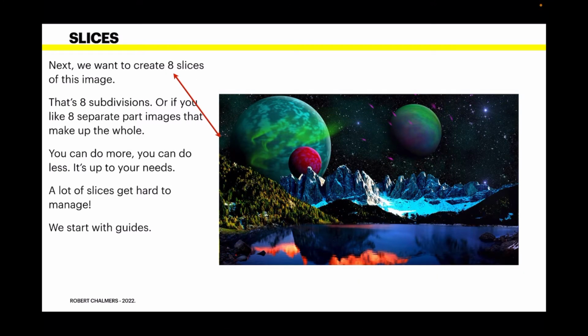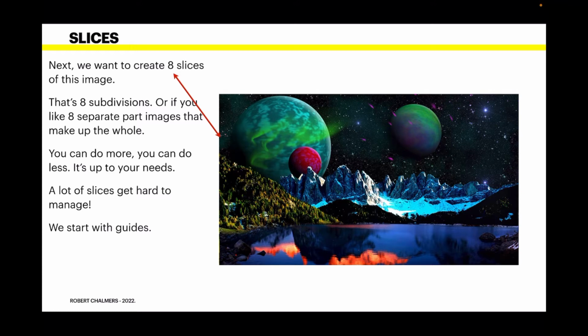Now, we want to create 8 slices of this image. I'm going to make 8 tiles. Think of it as tiles behind a kitchen or something like that. A feature tile set. Now you think, how do I get that onto the tiles? Well, you create each tile and there's 8 subdivisions. Or if you like, 8 separate part images that make up the whole image. You can do more or less. It's up to your needs. If you do a lot of slices, they get hard to manage.